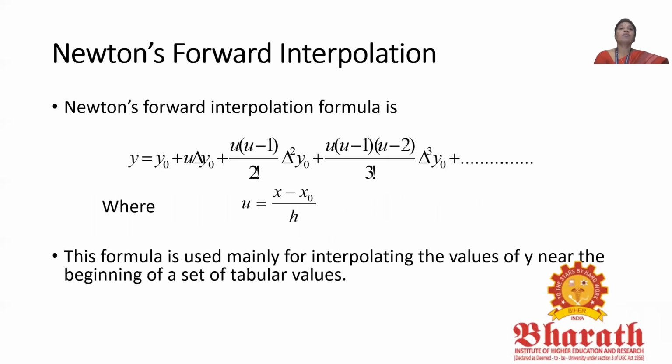So Newton's forward interpolation formula is y = y0 + u Δy0 + u(u - 1)/2! Δ²y0 + u(u - 1)(u - 2)/3! Δ³y0 + and so on. It is an infinite series, where u = (x - x0)/h.